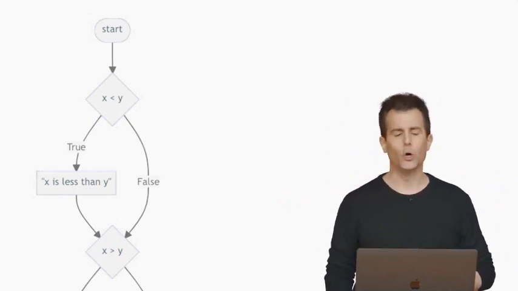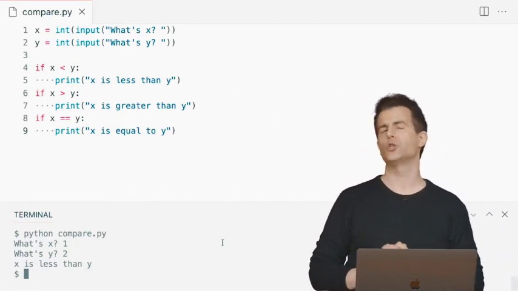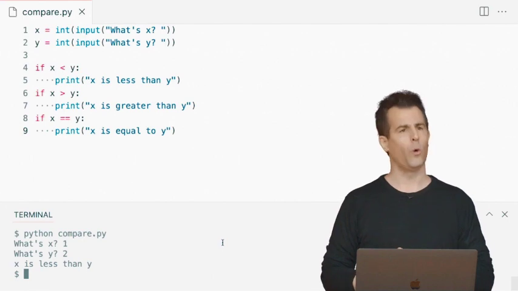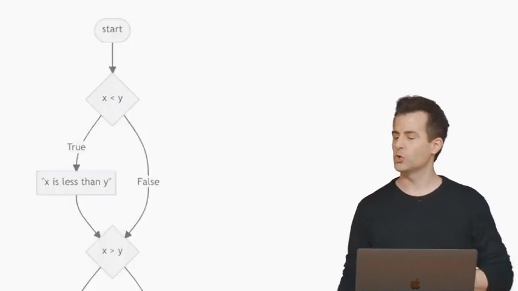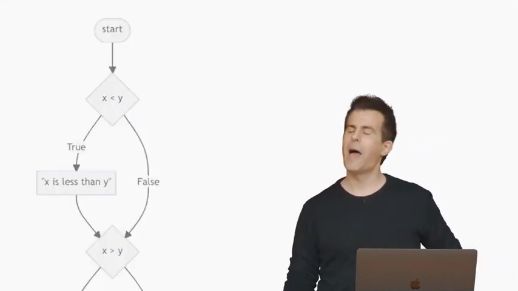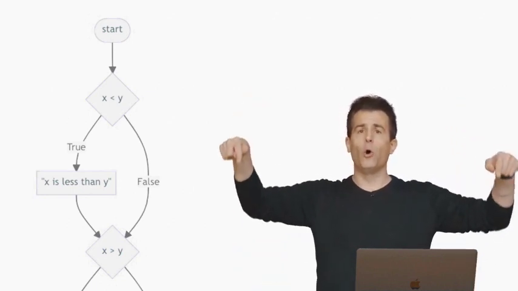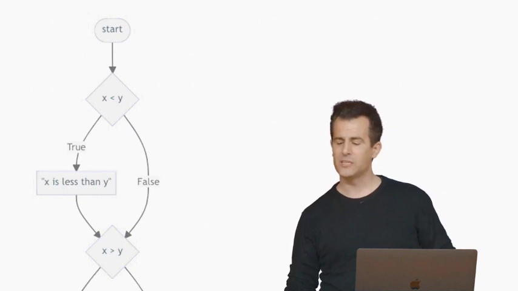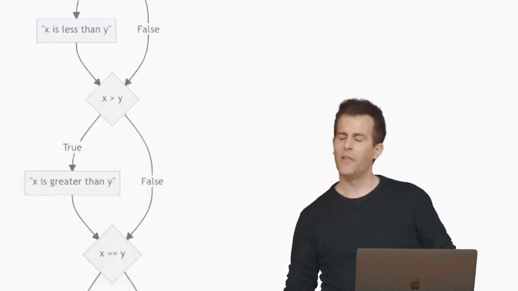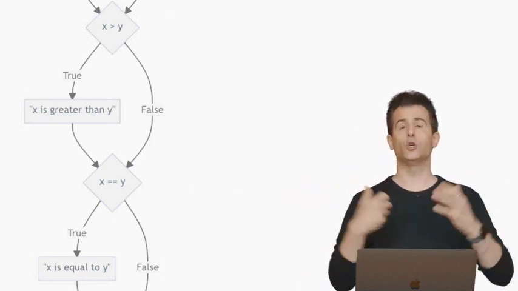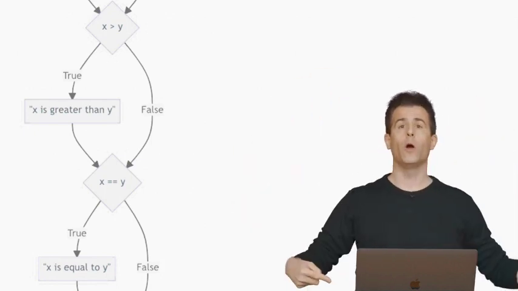But recall the code. The code then proceeded to ask two more questions. Is x greater than y? Is x equal to y? The flowchart depicts those questions too. Notice that no matter whether the question had an answer of true or false, the arrows both converge back down to this second diamond shape. That second diamond shape asks the second question, x greater than y. That too has a true or false answer, so we go one way or the other.